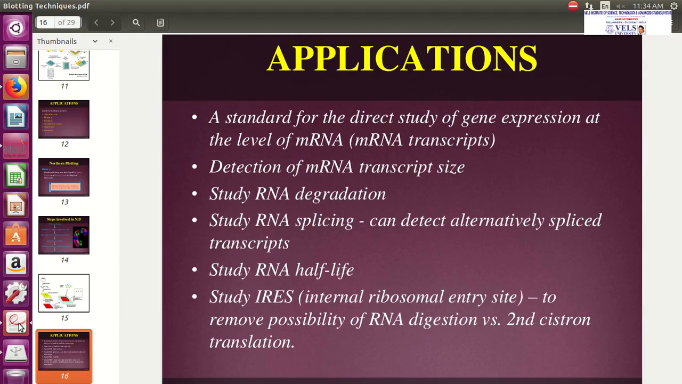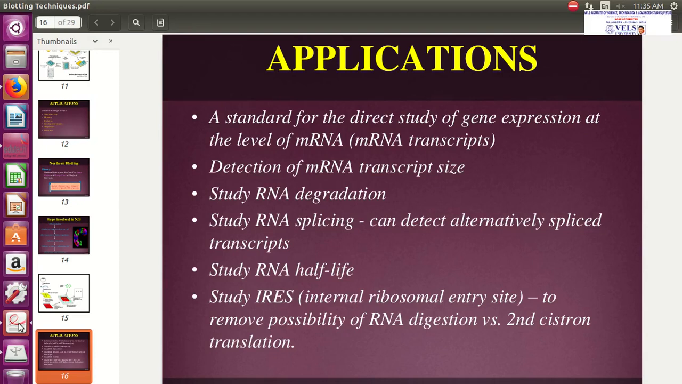That is a very important application in case of Northern blotting, because it can detect alternatively spliced transcripts. Next one, it studies the RNA half-life, then it helps to study the internal ribosomal entry site, that is IRES, because it is used to remove the possibility of RNA digestion versus second cistron translation.